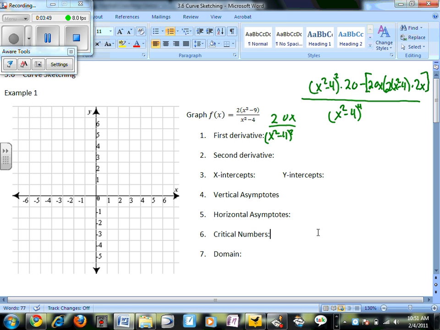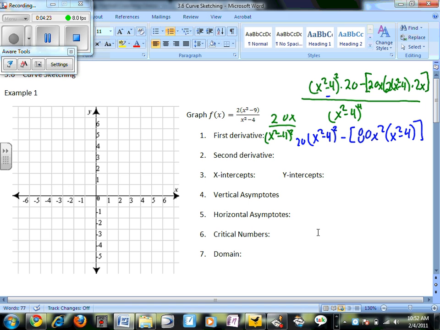So let's clean this thing up. I'll leave this side for right now. Let's clean up my right side. I'll have x squared minus 4 squared times 20. And when I multiply through everything, 20x times 2 is 40x, times 2x is 80x squared. So I'll have minus 80x squared times x squared minus 4.